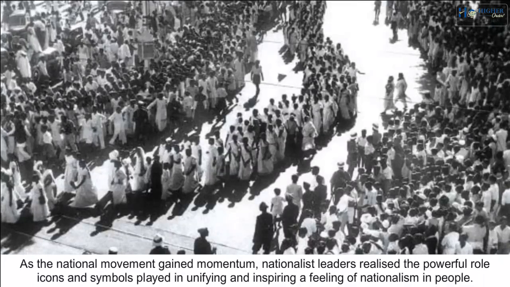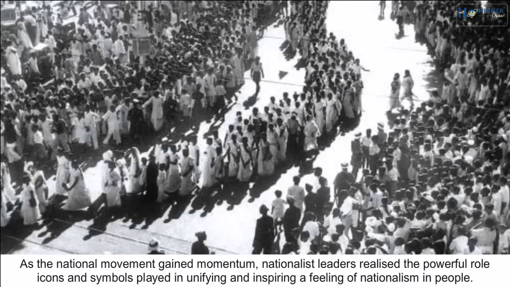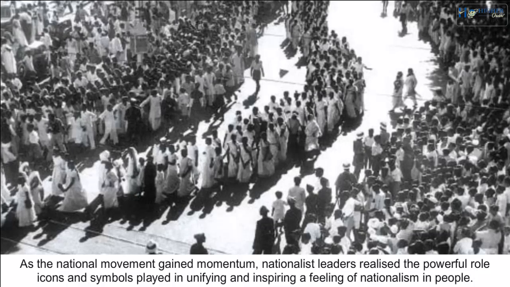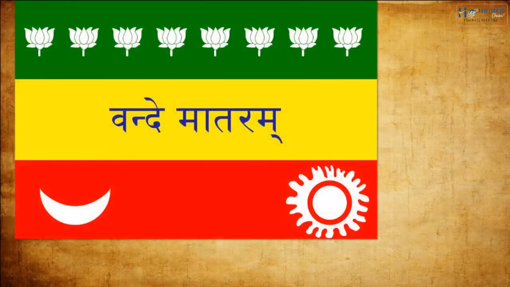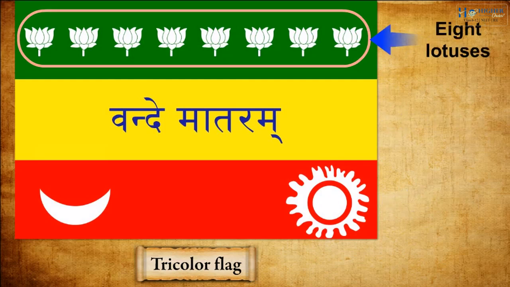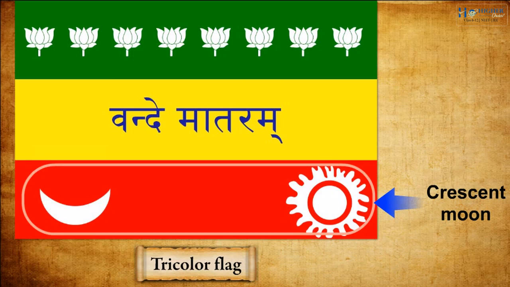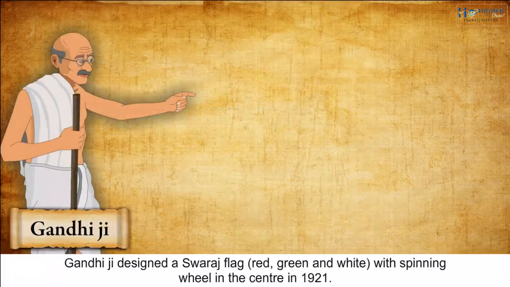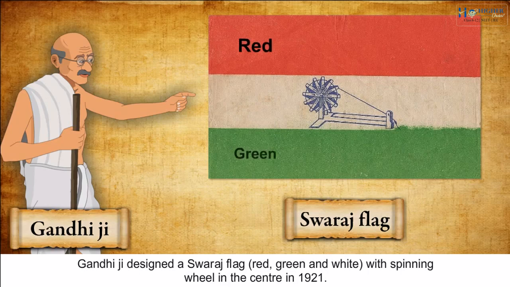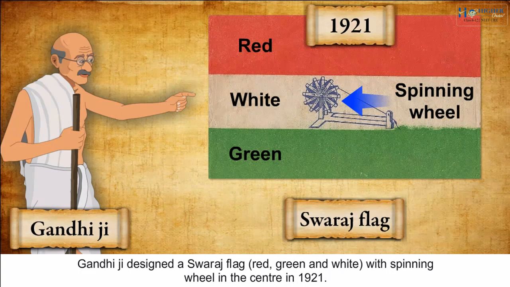As the national movement gained momentum, nationalist leaders realized the powerful role icons and symbols played in unifying and inspiring a feeling of nationalism in people. A tricolor flag, red, green, and yellow, with 8 lotuses representing the 8 provinces of British India, and a crescent moon representing Hindus and Muslims, was designed during the Swadeshi movement. Gandhiji designed a Swaraj flag, red, green and white, with a spinning wheel in the center in 1921.